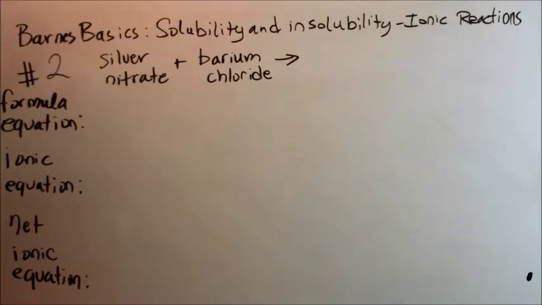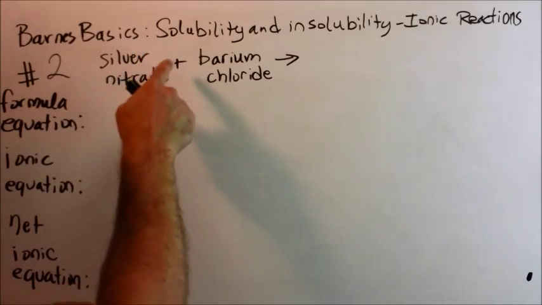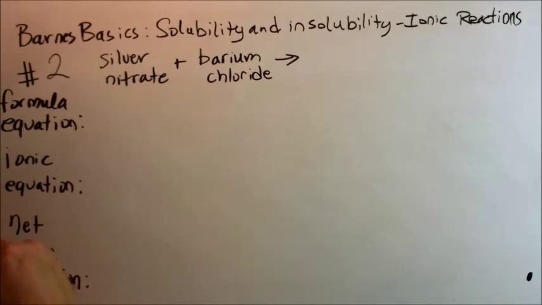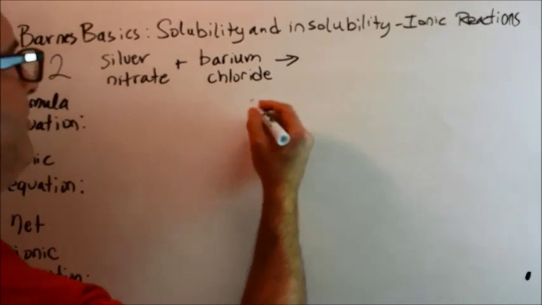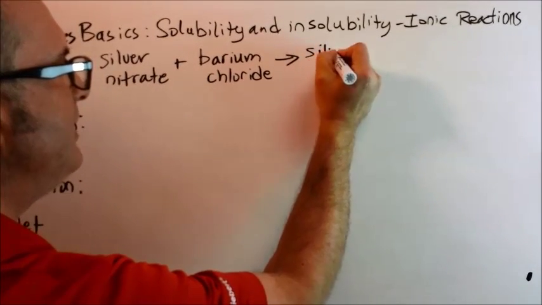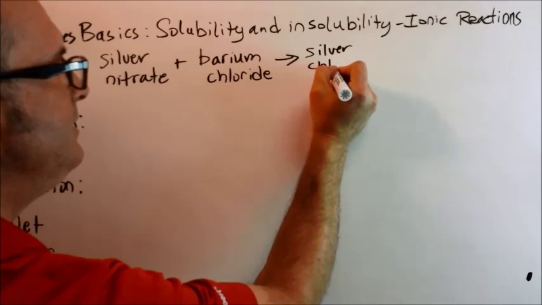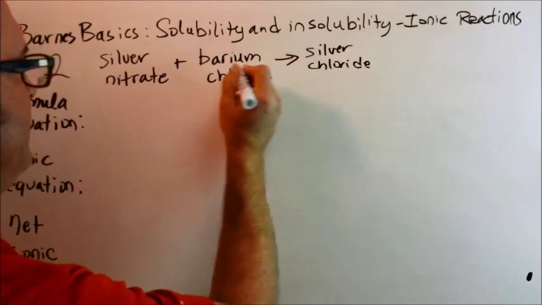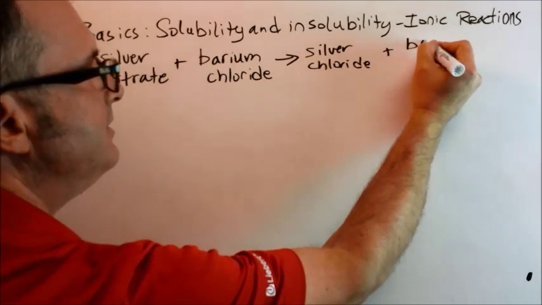Ionic reactions are called exchange reactions, and so one positive ion matches with the negative ion on the other compound. So when we look at the products here, on the product side, we're going to get silver chloride and we're going to get barium nitrate.